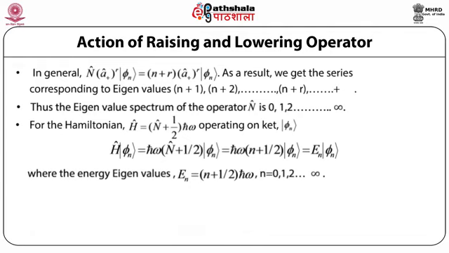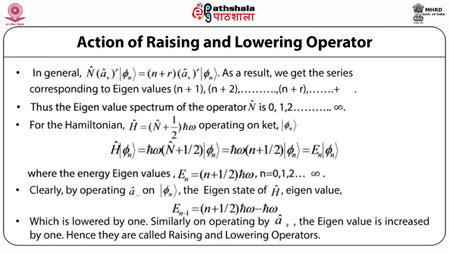Thus, from the above relation, we have that if the Hamiltonian operator acts on the eigenvector phi n, we get finally h cross omega times within brackets the number operator plus half acting on the eigenvector phi n, and this in turn gives us h cross omega times within brackets n plus half whole times the eigenvector phi n, and this is equal to the energy eigenvalue times the eigenvector phi n, where the energy eigenvalue of the Hamiltonian operator is given by En is equal to n plus half within brackets whole times h cross omega, where n can vary from 0, 1, 2, 3 and so on till infinity.